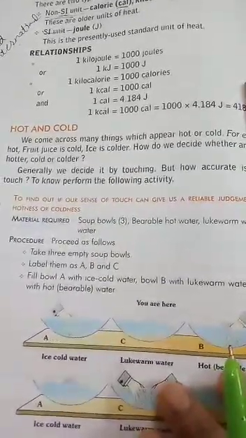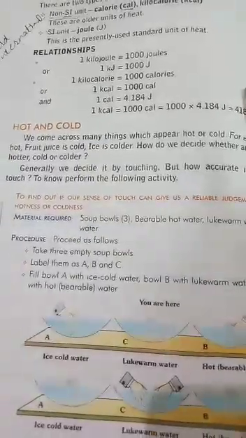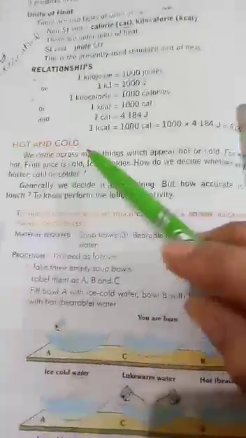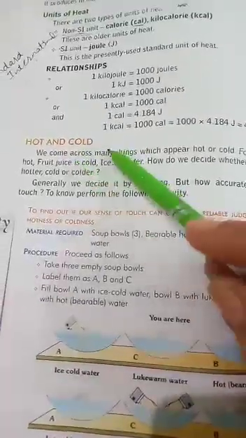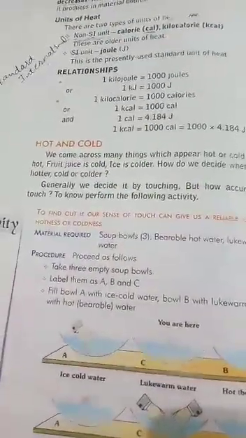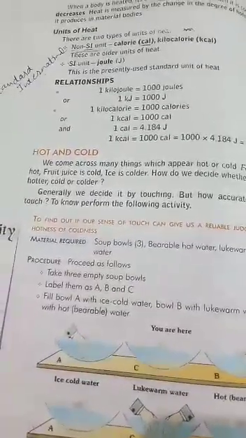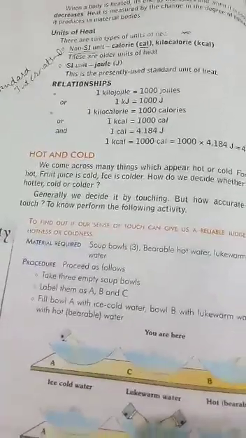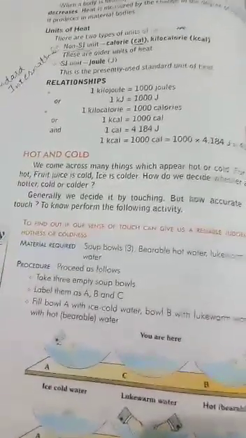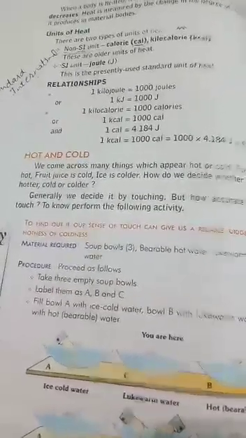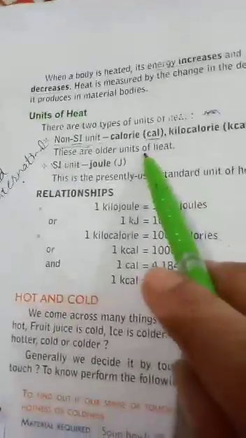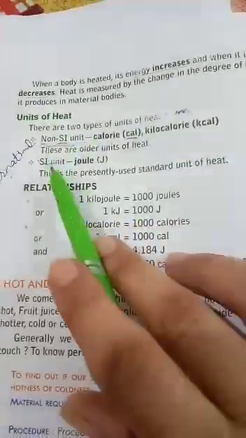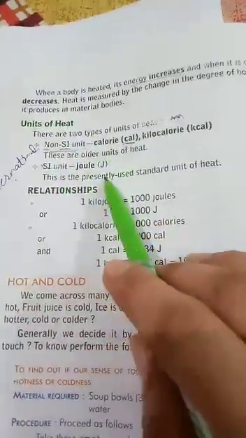We have started chapter number 4, Heat. Today we will read our next topic, hot and cold. That day I told you about heat. What is heat? Heat is the sensation of warmth. And I have given you some examples of heat also. And what are the units of heat? There are two types of units of heat, non-SI unit and SI unit. Non-SI units are calorie and kilocalorie, and the SI unit of heat is joule.